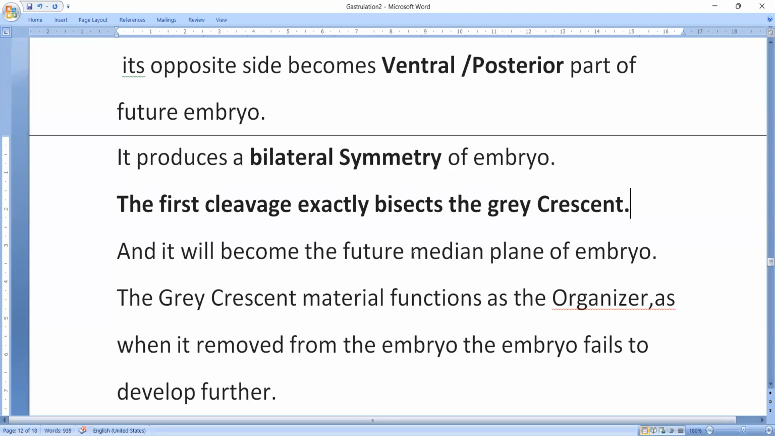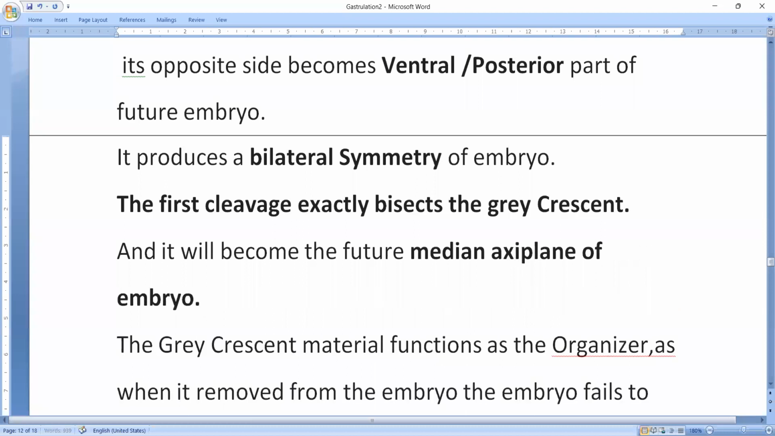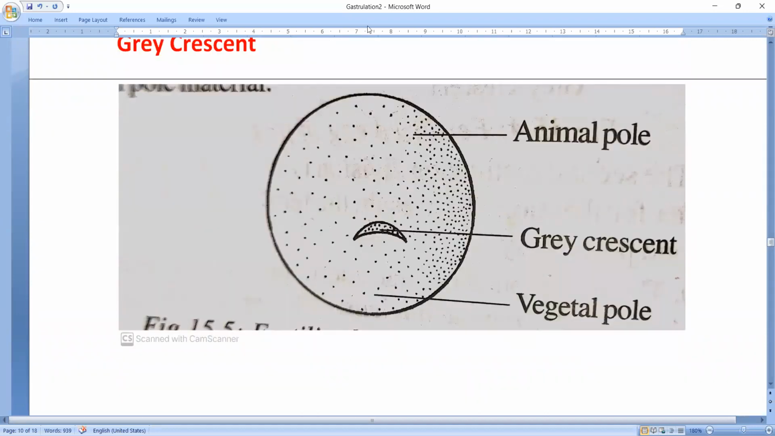So the gray crescent will become the future median axis, central axis, or plane of the embryo. In the diagram here, the first cleavage goes like this. That is how the division goes. It takes place exactly through the middle of the gray crescent, what we call the first cleavage division.